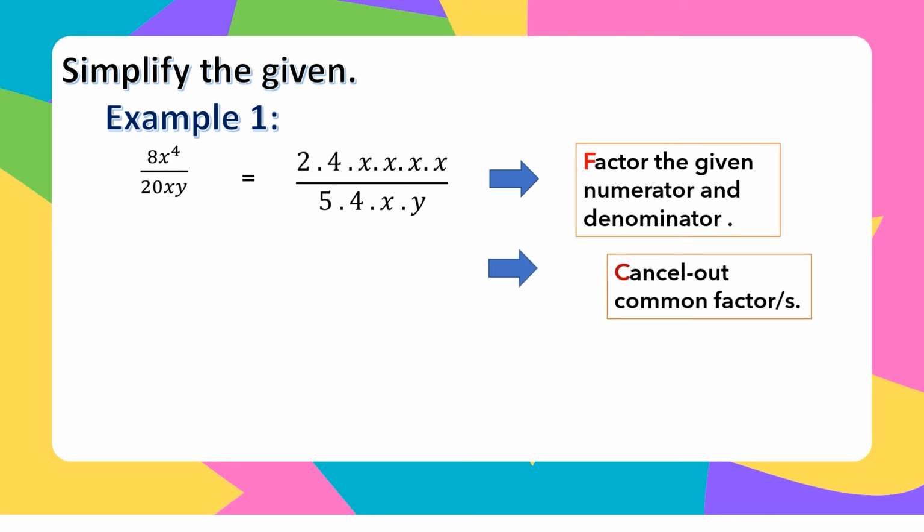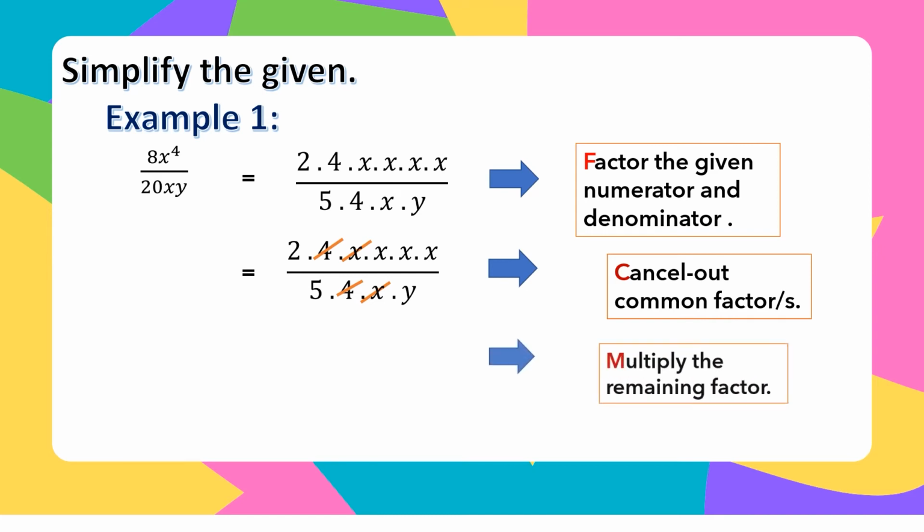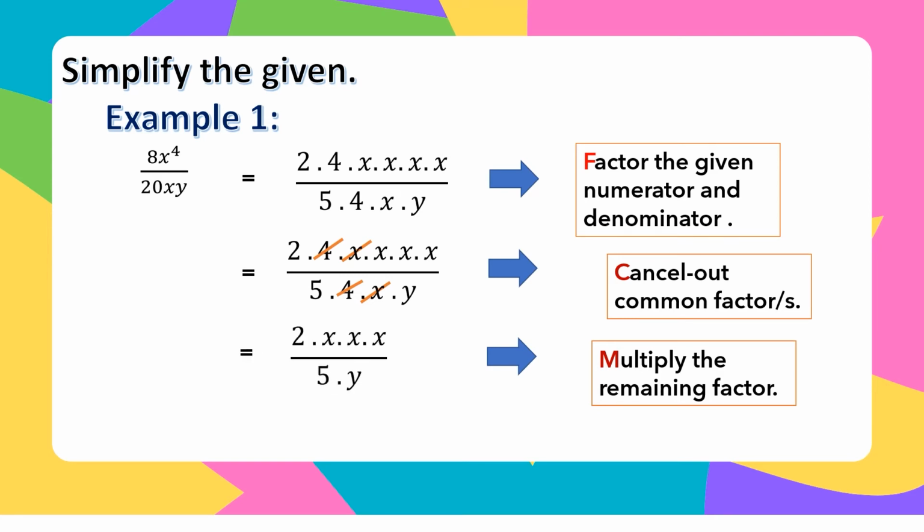Step 2, cancel out common factors. So the common factor of the given is 4 times x. And for the third step, multiply the remaining factor. The remaining factor in the numerator is 2 times x times x times x, and the remaining factor in the denominator is 5 times y. Therefore, the final answer is 2x cubed over 5y.